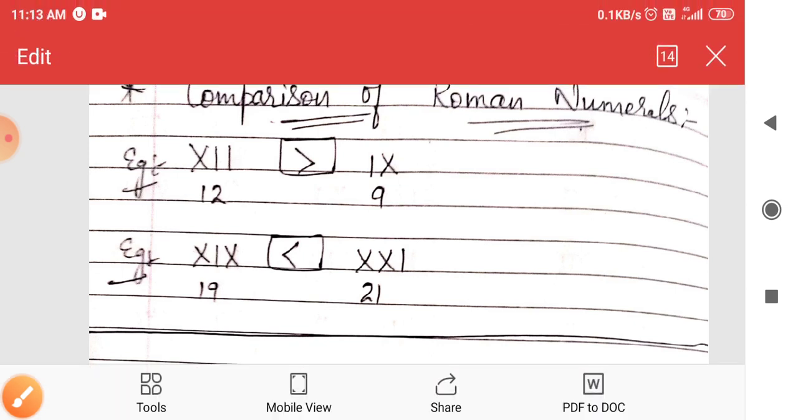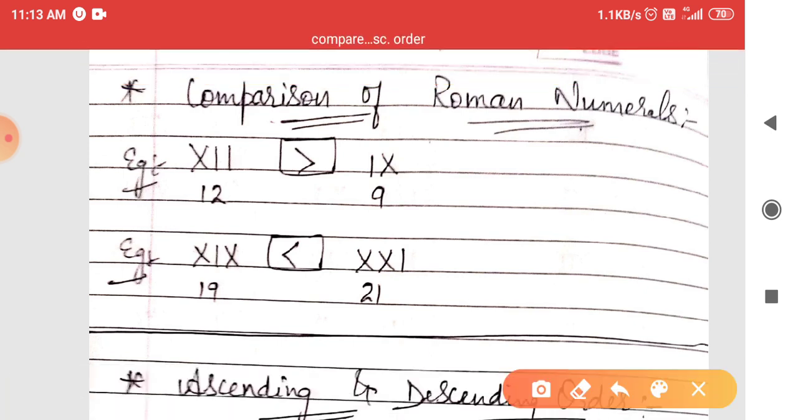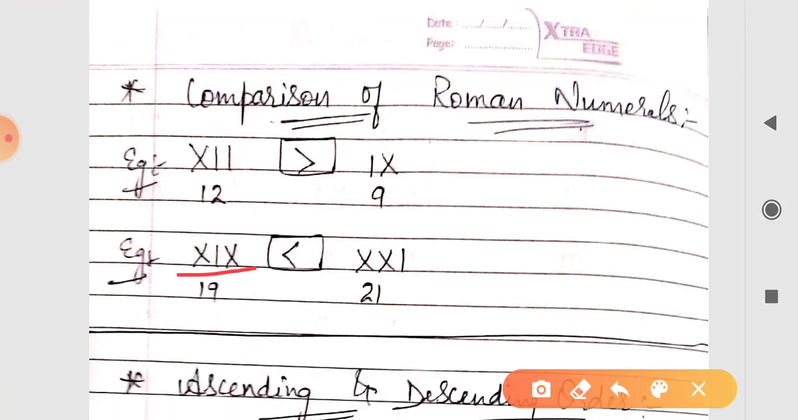In the next example, XIX and XXI, you will compare these Roman numbers. XIX is the Roman number of 19 and XXI is the Roman numeral of 21. Now you will compare 19 and 21. Here 19 is less than 21, so you will write XIX is less than XXI.